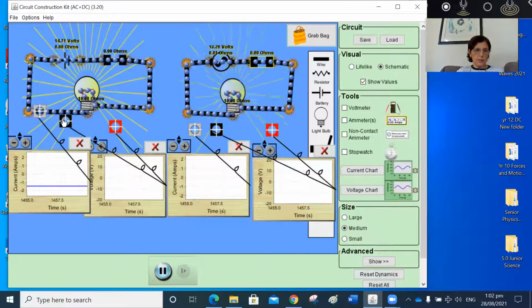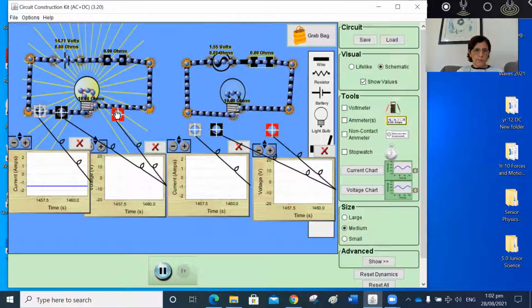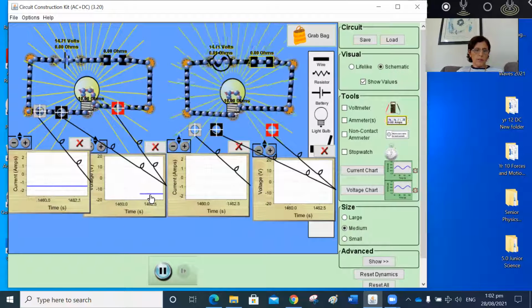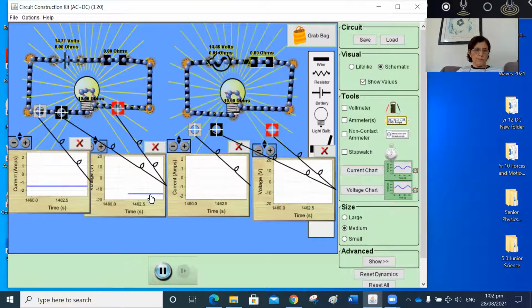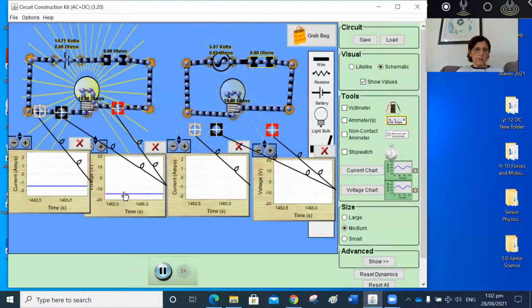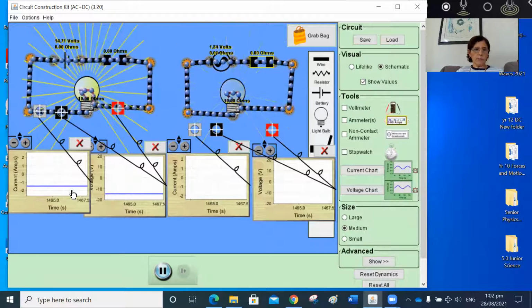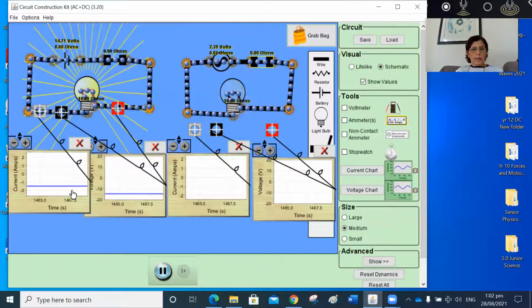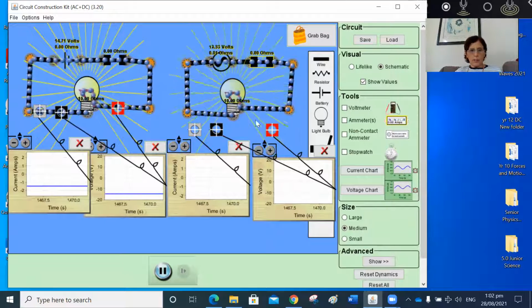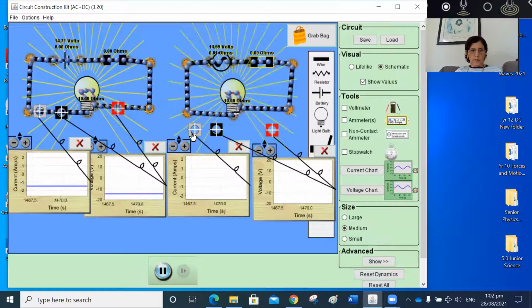Let's look at the voltage across the lamp. As you can see, the voltage is also constant and it is negative. So voltage and current, they're both maximum now, and they're constant.